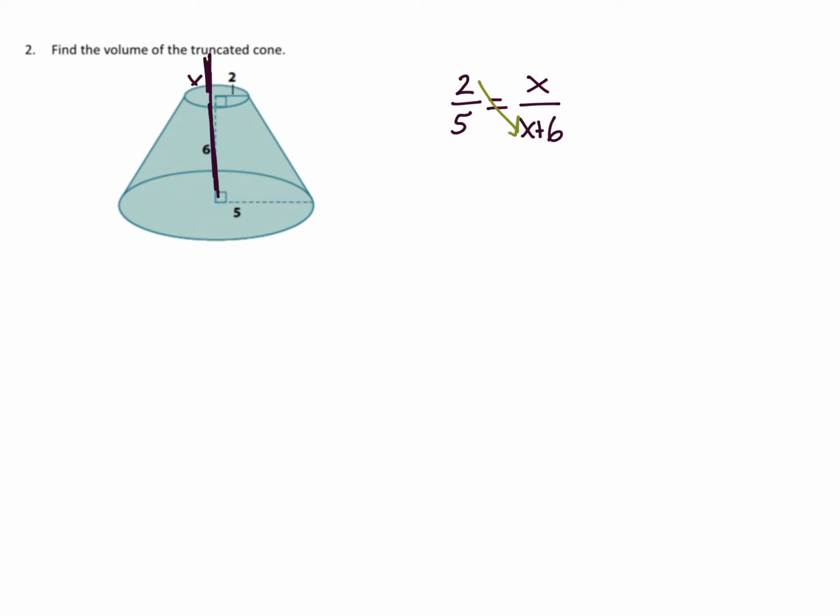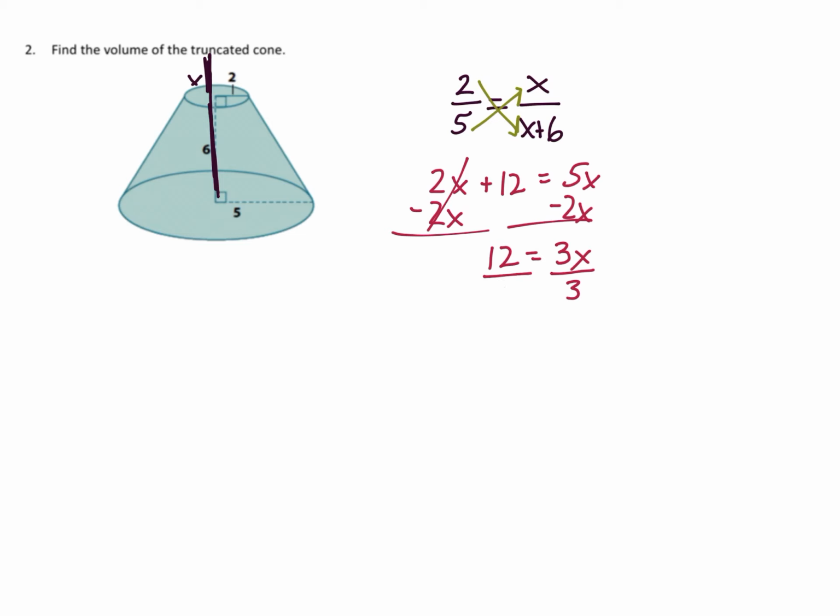Cross multiplying, we get 2x plus 12 equals 5x. By subtracting 2x from both sides, we are left with 12 equals 3x, which means x has to be 4.